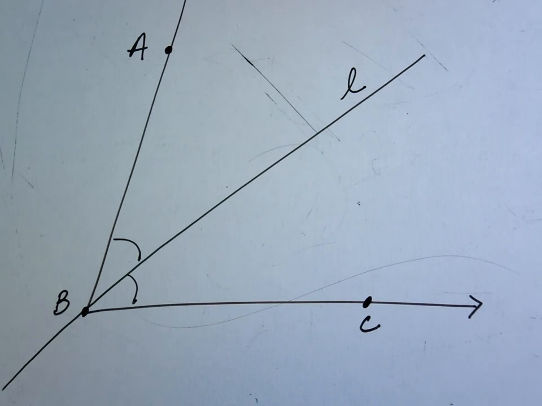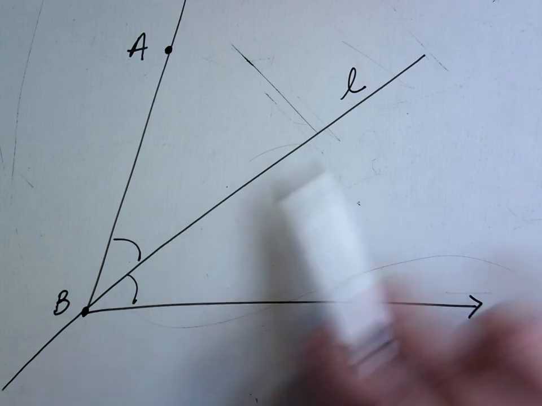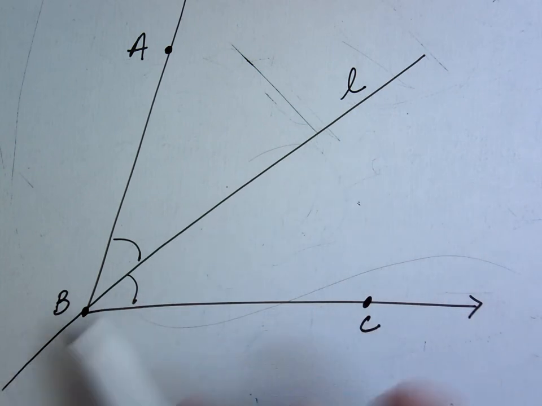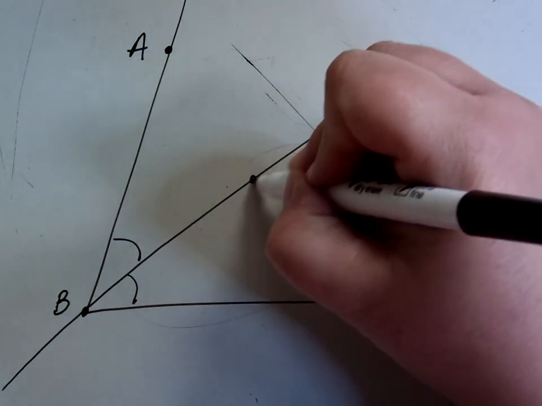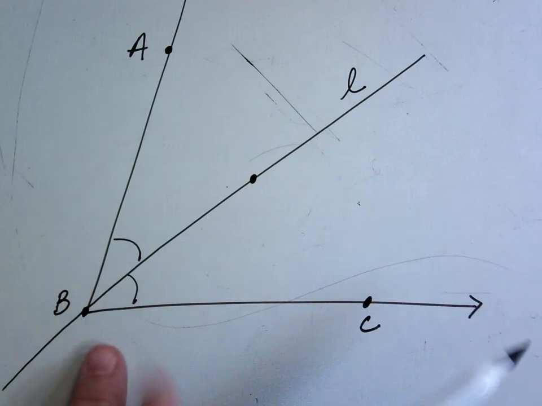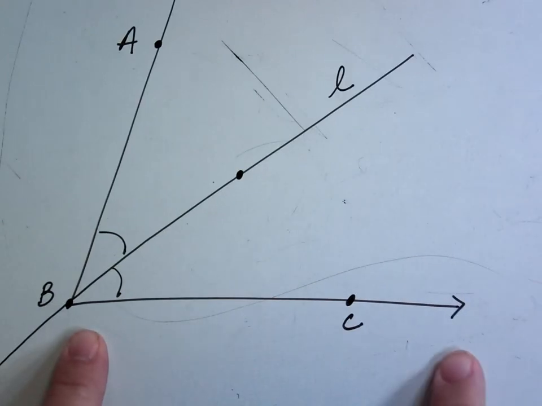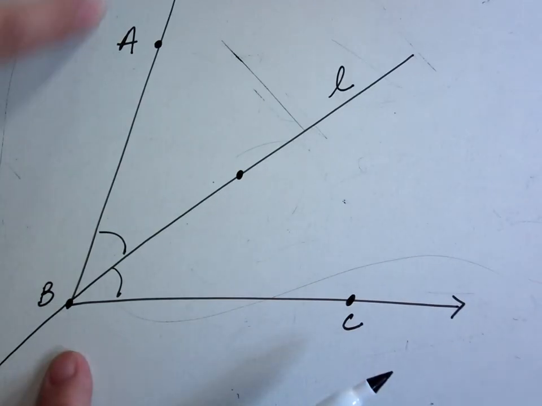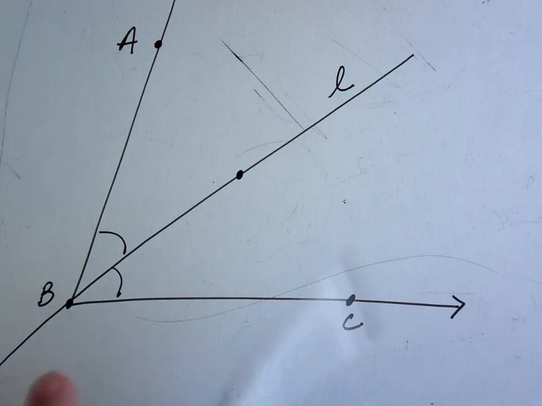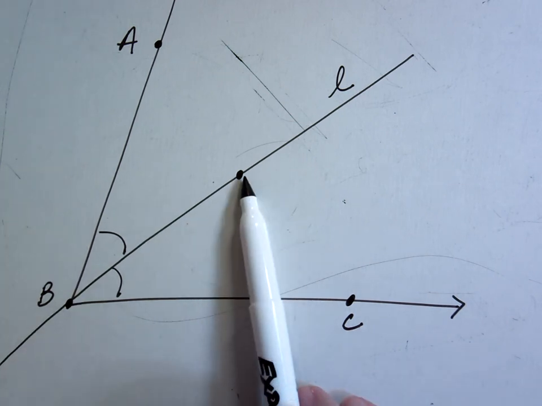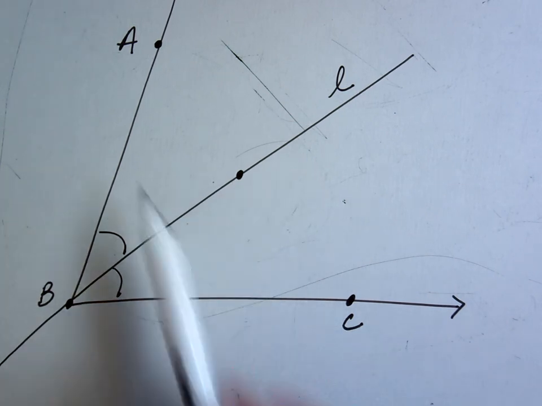All right, we have an angle bisector theorem as well. It's very similar to the perpendicular bisector theorem. The angle bisector theorem says that every single point on the angle bisector, every single point on this line, is the same distance from this side of the angle, meaning this ray, as it is from this side of the angle, meaning this ray. Any point here is the same distance from here as it is from here.